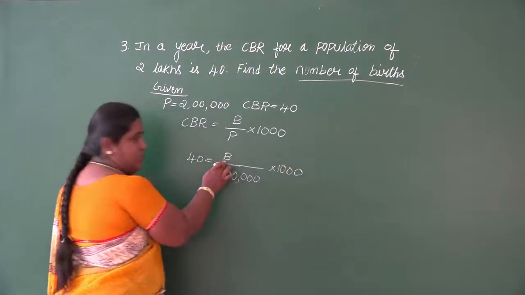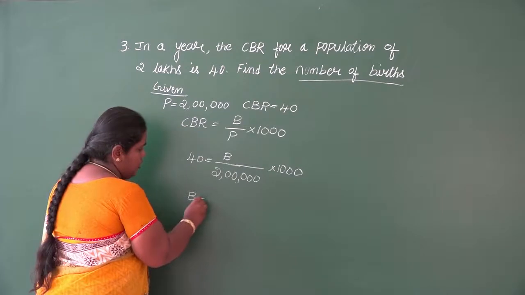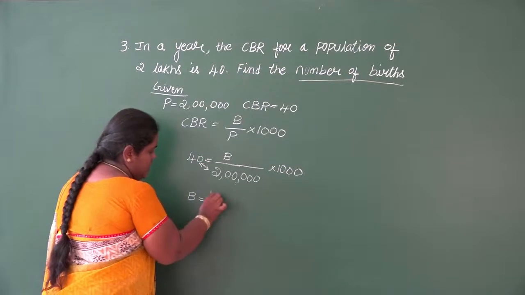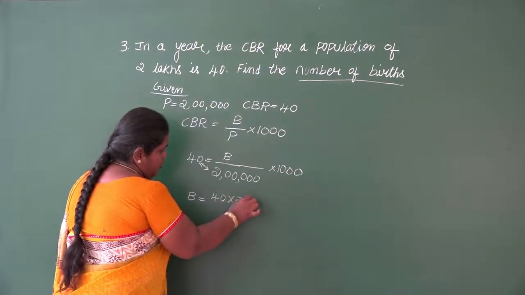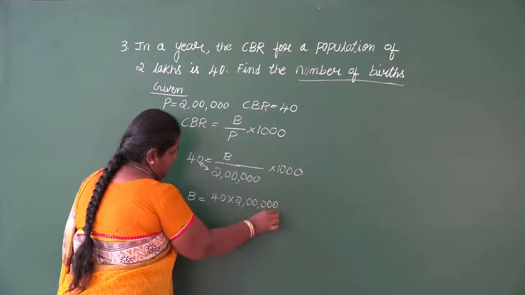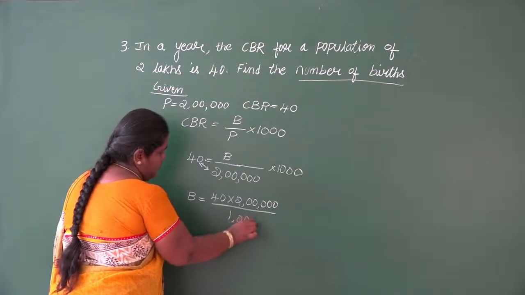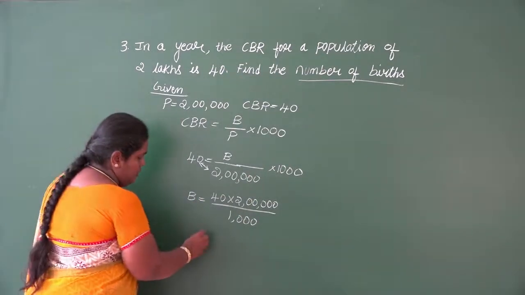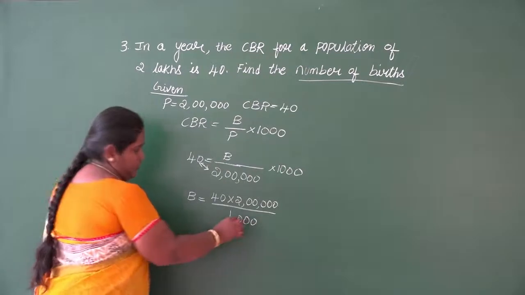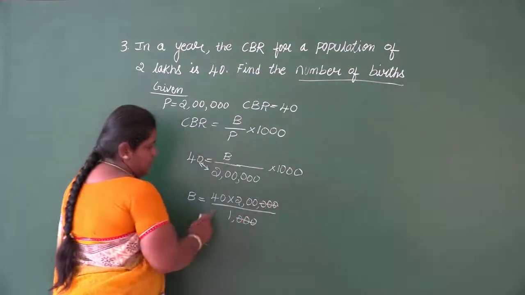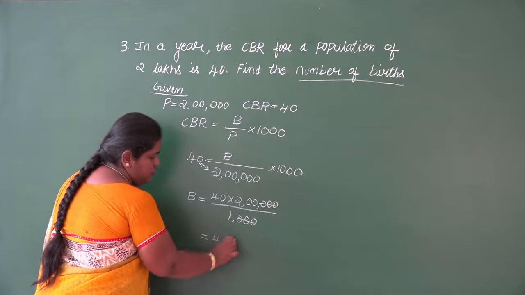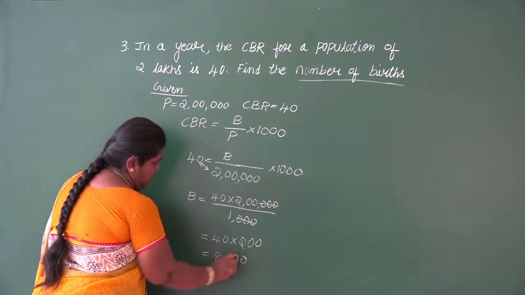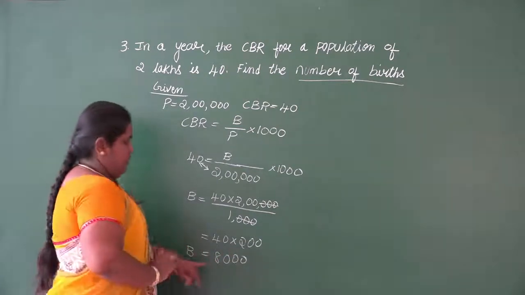Now keep only the B term on this side and send all the other terms to the other side. So these two get cross multiplied. We get 40 into 2 lakh divided by 1000. The 1000 which is in the numerator, when it comes to this side, will come in the denominator. So you can cancel 1000 and 1000. Now the remaining is 40 into 200. So 40 into 200 is 8000. So the number of births is 8000.